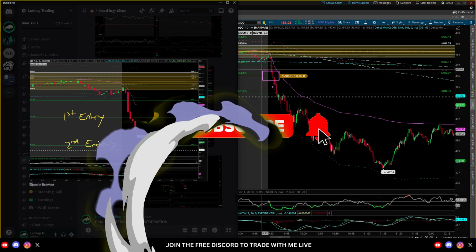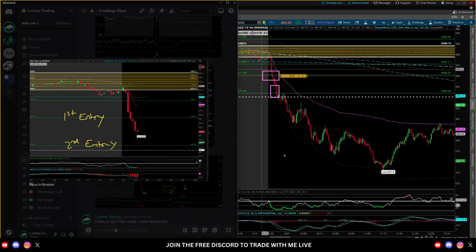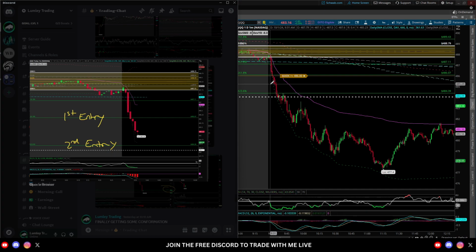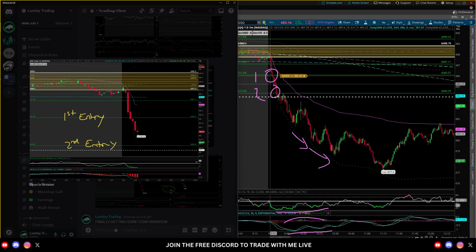So those were our 2 entry points, and then we get one more entry point once we start to get a bit more confirmation over on the indicator. So entry 1, entry 2, and then what you can start seeing is down here, you're creating lower lows, and you're creating divergences on both the MACD and the RSI. So to me, that was our third and final entry. So we were looking at those 3 entries. Our average was roughly in that area here.